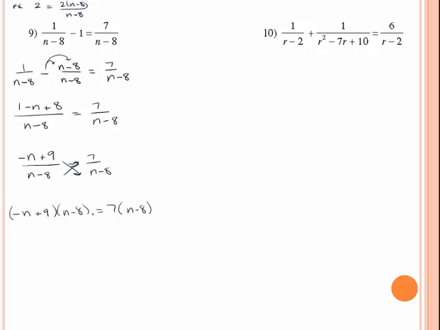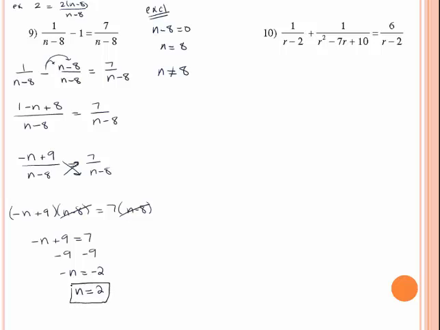So I have negative n plus 9 is equal to 7. Subtract 9 from both sides, and you get negative n is equal to negative 2, which gives me n equals 2. But I need to check my excluded values, and I need to set n minus 8 equal to 0. And that would give me n equals 8, so n cannot equal 8. We got that n equals 2, so this is a valid solution.